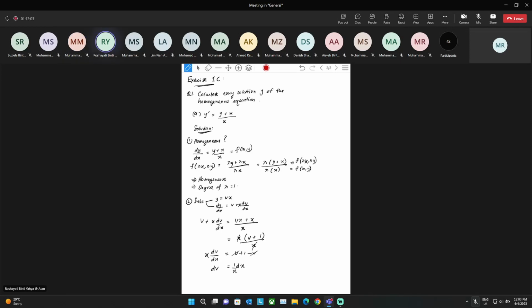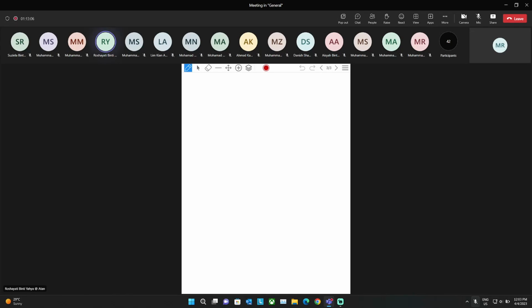By dv and then next step. Tadi dv, from tadi kita ada dv equal to 1 over x dx. After that, integrate dv equal to integration 1 over x dx. Okay, so integration dv become v, ln x plus c. So v equal to ln x plus ln c. Okay, nanti yang ni saya akan clearkan balik, v equal to ln cx.